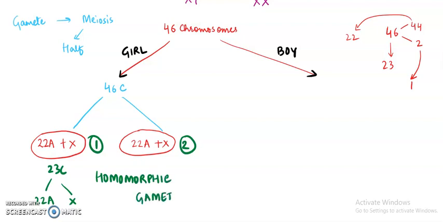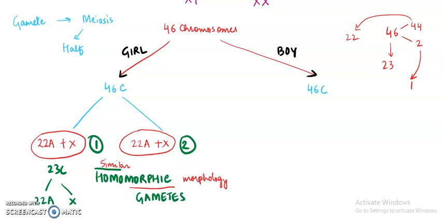Homomorphic gametes means the gametes with similar morphology, right? Homo means similar and morphic means morphology, or with the same look. So this we have understood. Now let's come on to the boys.